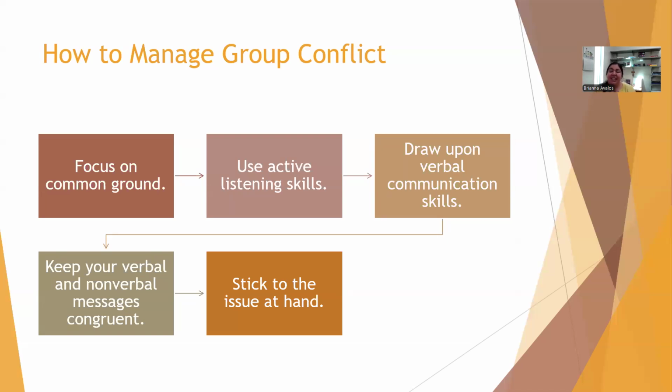Then, and I think number 2 and 3 are pretty similar, drawing upon your verbal communication skills, that's chapter 5, and then keeping your verbal and nonverbal messages congruent. Don't say something and then your nonverbals are the complete opposite, right? So we want to say that we're being honest and truthful and thinking about how can I be clear and competent and cooperative.